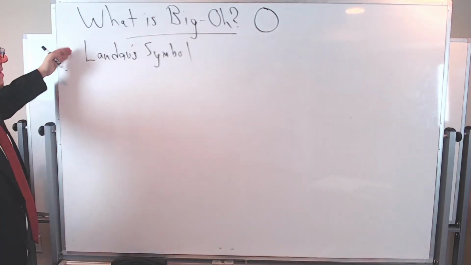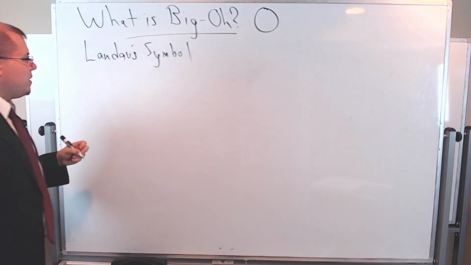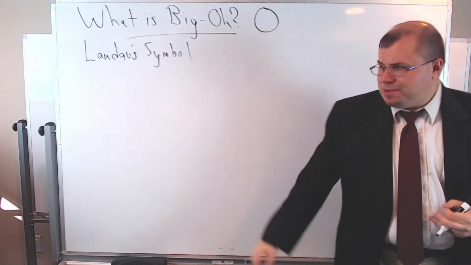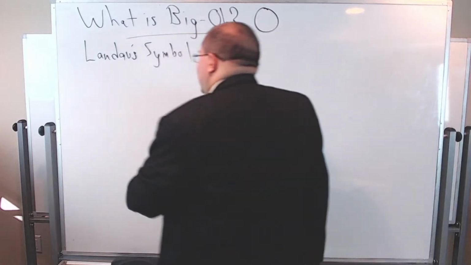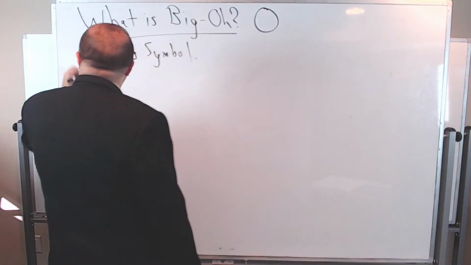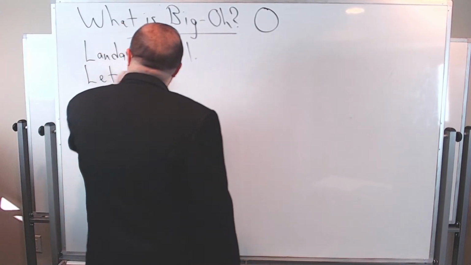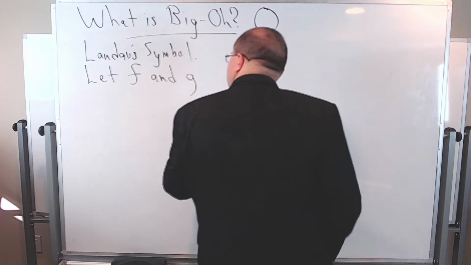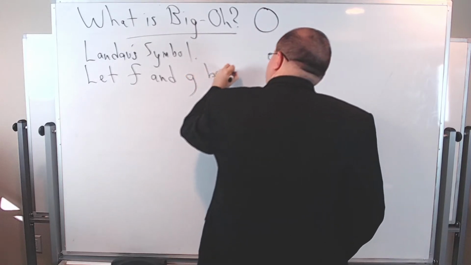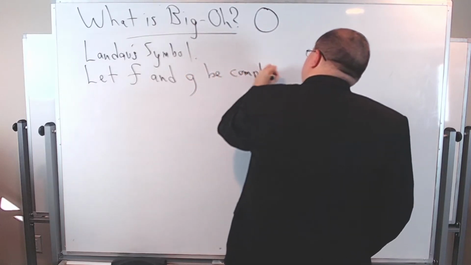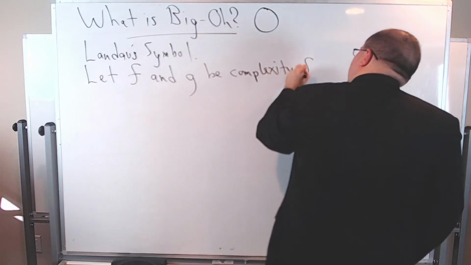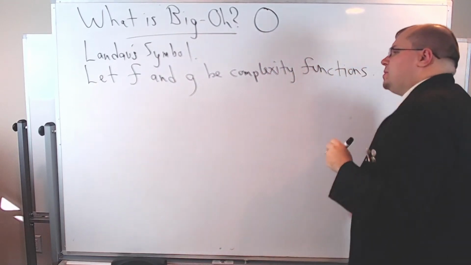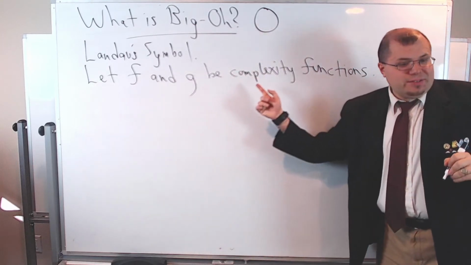So this came up in the early 20th century. Here's the way that we're going to talk about this definition. I'm going to let f and g, which are going to be names for my functions, be complexity functions. So these are going to be my two names for functions.